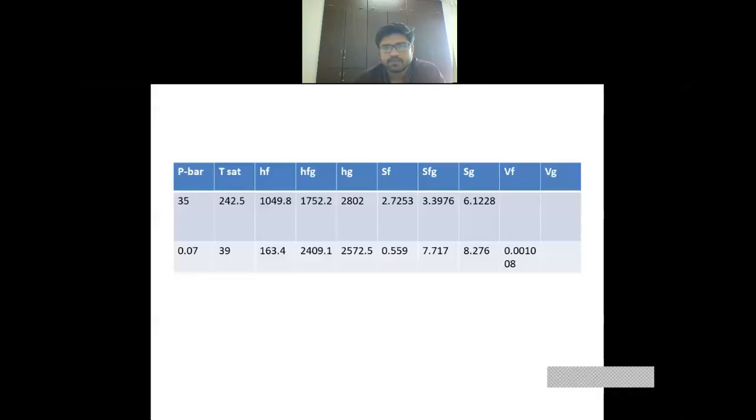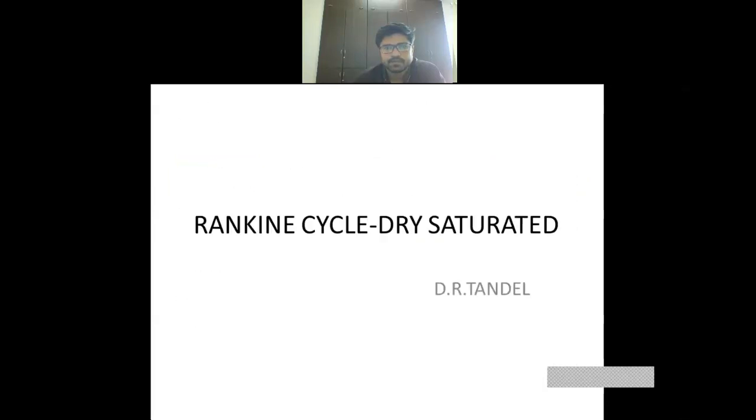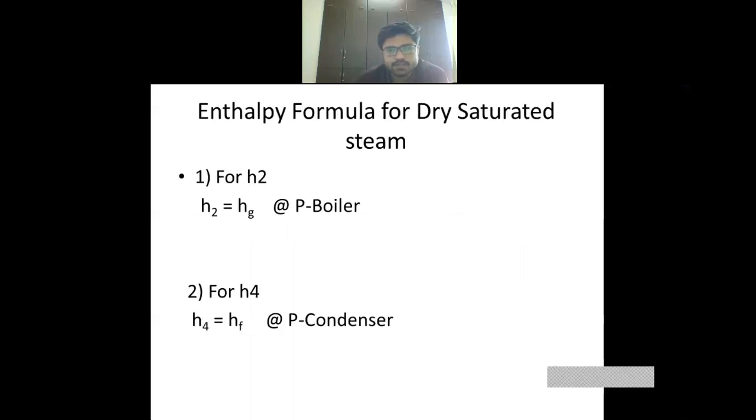So now we will start with our first. In that also there are three cases, three types. In Rankine cycle, the first case or first type is dry saturated. Clear? So if our condition is dry saturated, how to find out the enthalpy? How to find out the efficiency? That we will discuss.